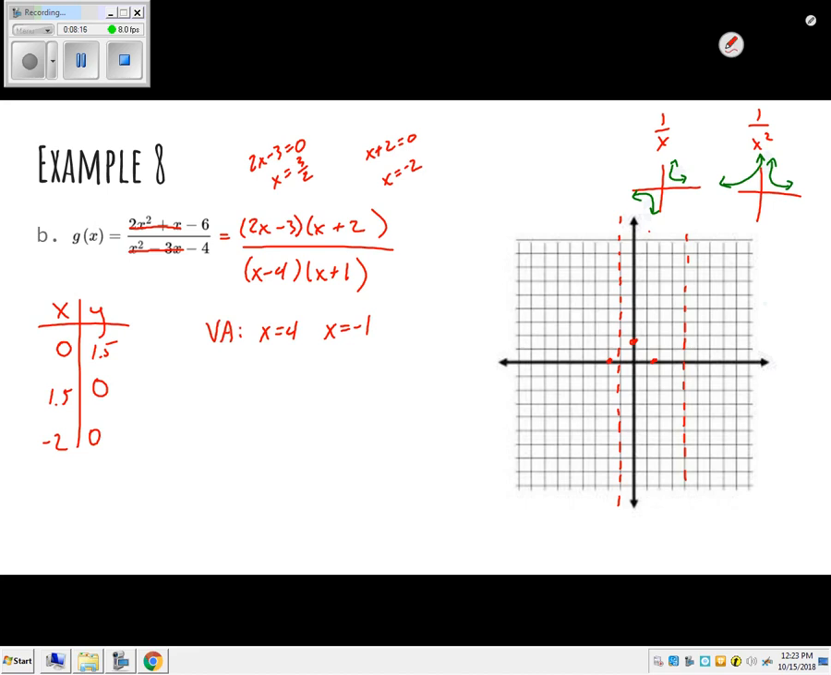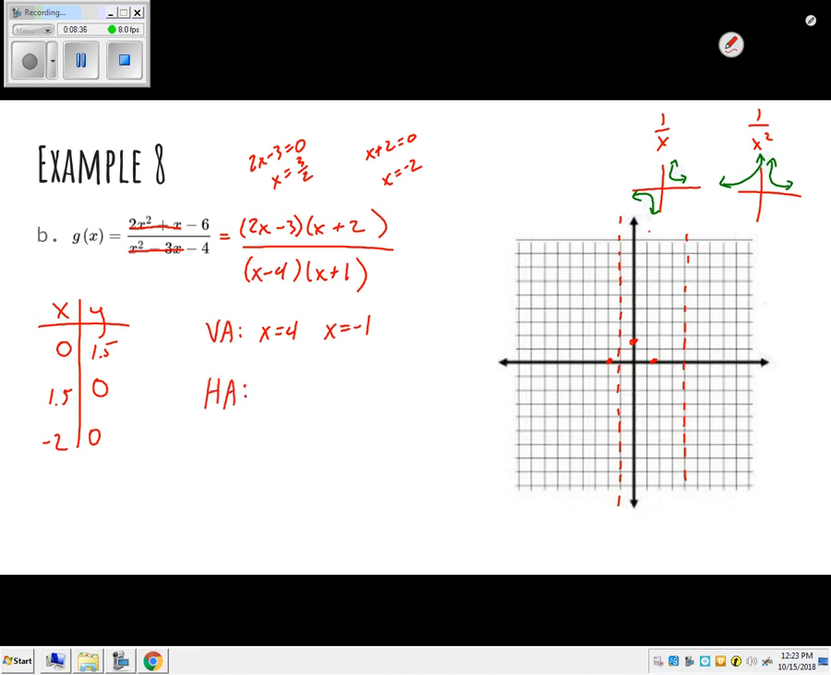I do believe on the last example, I left off that horizontal asymptote. I apologize for that. I might go back and remake this video. But if not, the bottom did win on that horizontal asymptote. If the bottom wins, it means that there is a horizontal asymptote at 0.